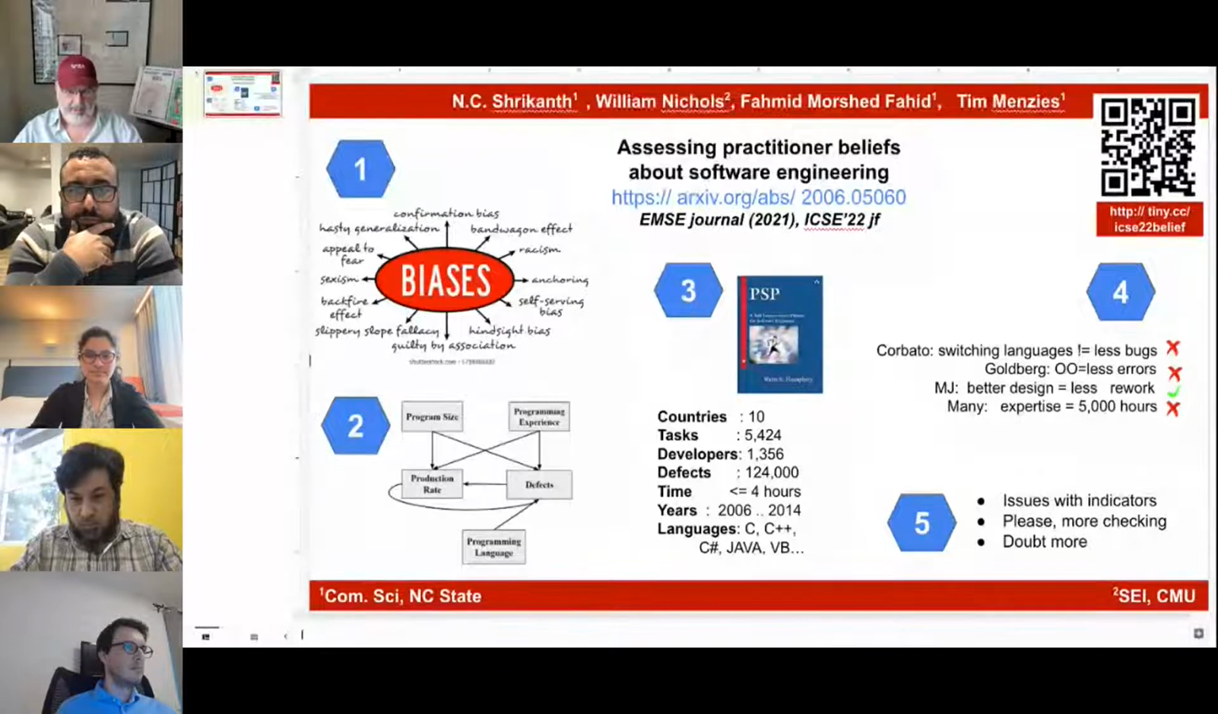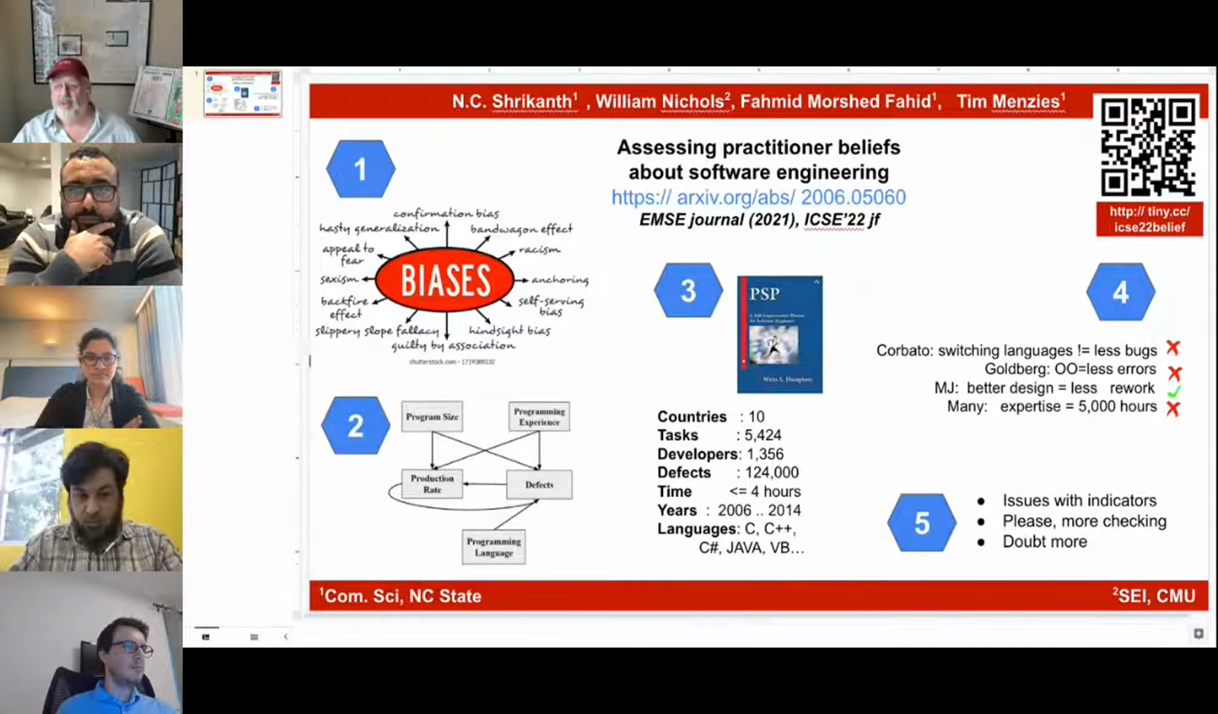Now, recently, thanks to my distinguished colleague, William Nichols from the Software Engineering Institute at Carnegie Mellon, we came across the most beautiful data set. This is thousands of developers, all having done the same 10 tasks in 10 different countries, 10 different domains, many different languages, and from the years 2006 to 2014. And all these people were practicing the Personal Software Process, which, as many of you know, means you're recording in detail what you think and how long things take. This is a fantastic data source where we can check certain background beliefs about software engineering.